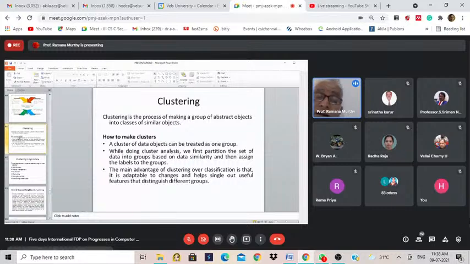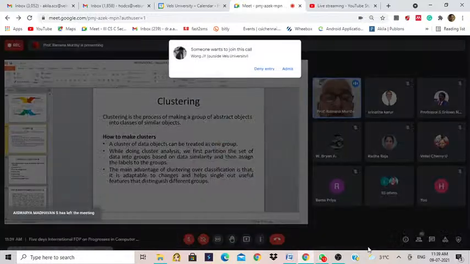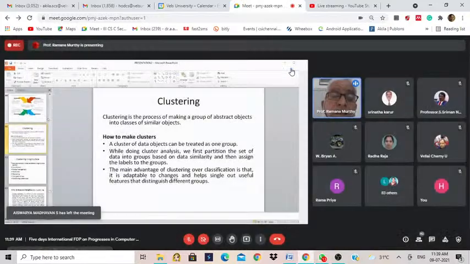The advantage of clustering over classification is that it is adaptable to changes and helps single out useful features that distinguish among the different groups. So that's why clustering is essential. Recently, I have used this in various applications. Clustering is the process of making a group of abstract objects into classes of similar objects, and then we map them to different situations using various algorithms.